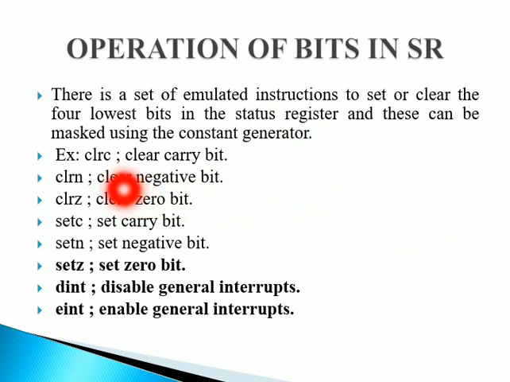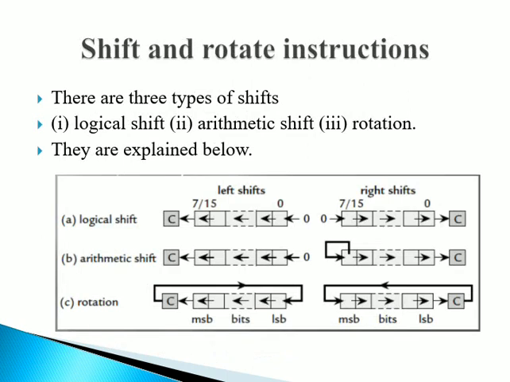For example, CLRC means you are clearing the carry bit. CLRN means you are clearing the negative bit. CLRZ means you are clearing the zero bit. SETC means you are setting the carry bit. SETN means you are setting the negative bit. SETZ means you are setting the zero bit. DINT is disable general interrupts, and EINT is enable general interrupts.